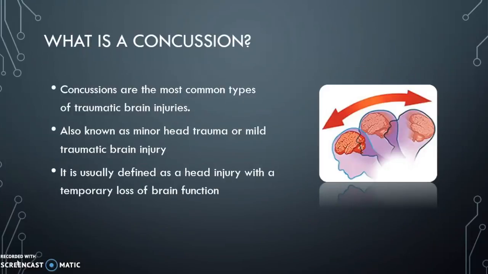What is a concussion? Concussions are the most common types of traumatic brain injury, also known as minor head trauma or mild traumatic brain injury. It is usually defined as a head injury with a temporary loss of brain function. A concussion results in an altered mental state that may include becoming unconscious. A concussion is different from a contusion. A concussion specifically affects your brain, but contusions are bruises. Contusions can occur on your head, but they aren't typically serious and tend to resolve within days.